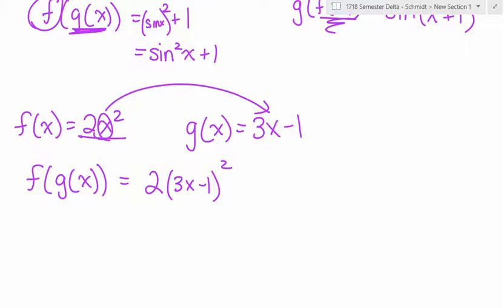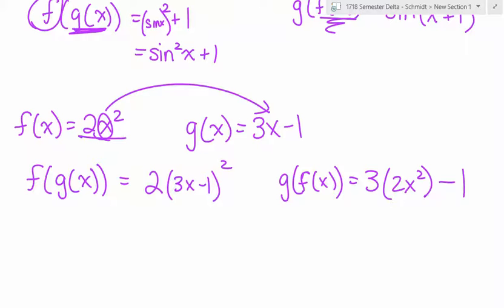And we could do the other one. We could do g of f of x. So I take my g function, 3x minus 1, except instead of the x, I'm actually going to put 2x squared. And I might as well simplify that. I could do 3 times 2, be 6x squared minus 1.